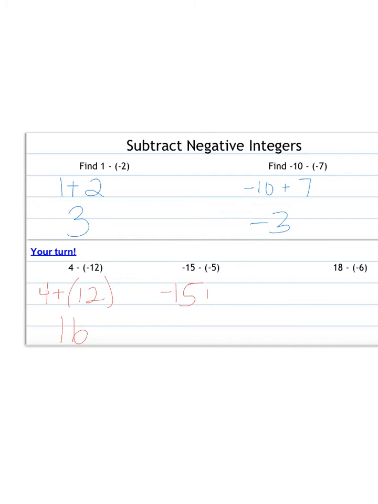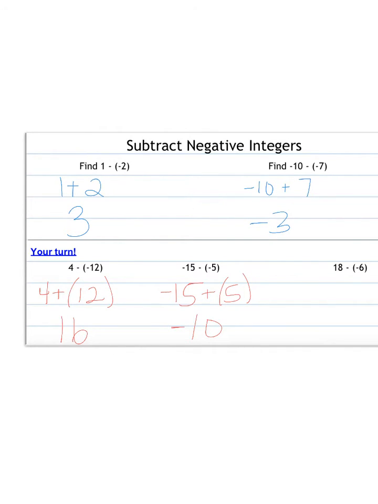Change our subtraction to addition. The opposite of a negative 5 is positive 5. Negative 15 plus 5, our signs are different, so we find the difference between them, which is 10. Difference between 15 and 5 is 10. And we have more negatives, therefore our answer is negative.